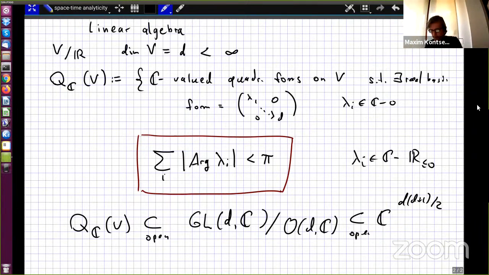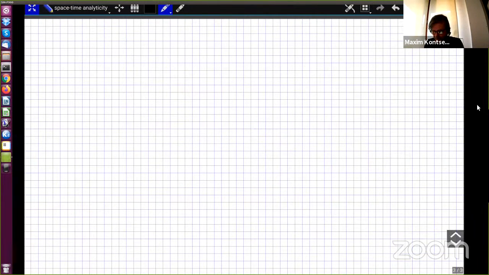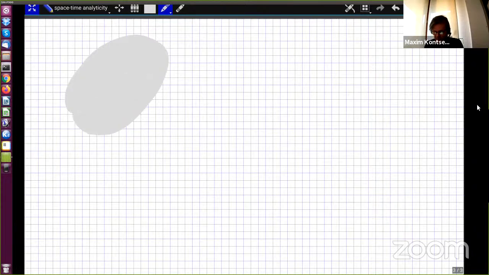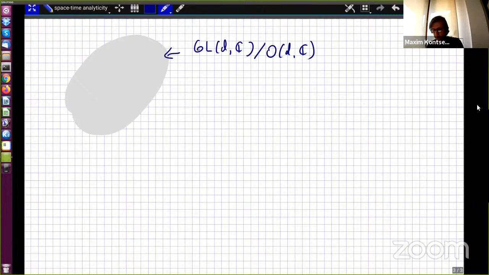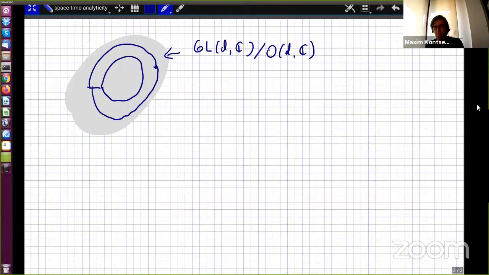Now, let me tell you something about this domain. I draw this gray blob, and this will be GL_d(C) modulo O_d(C). It's the space of non-degenerate d by d complex symmetric matrices. And inside you get a certain picture which roughly can be drawn like this. I have the interior of this gadget. The Euclidean scalar product, a positive definite real scalar product, will be of some middle dimension, sitting somewhere like a core of this open domain.